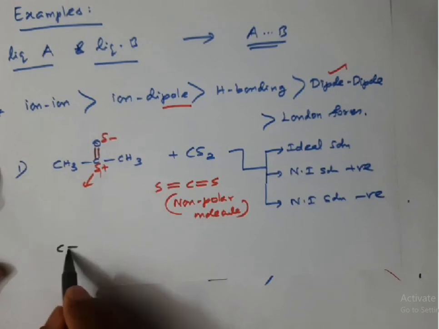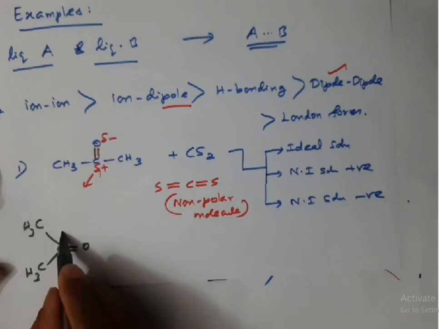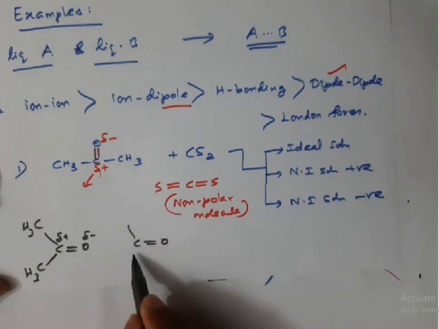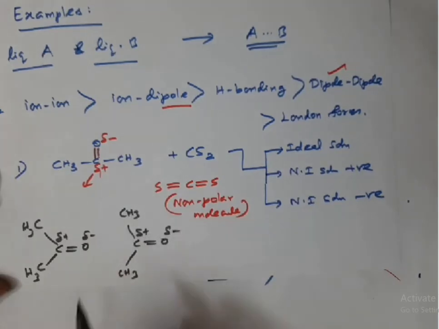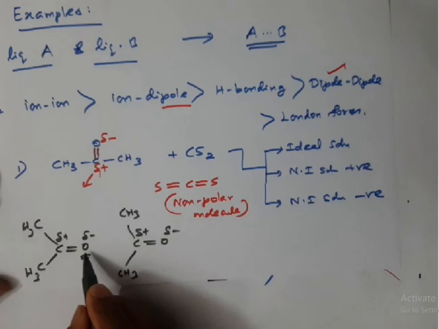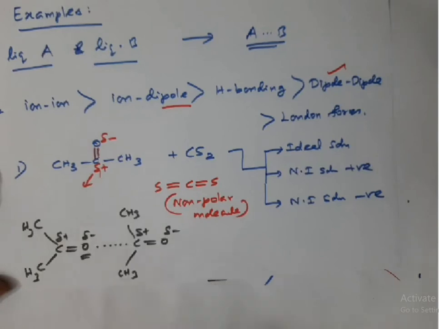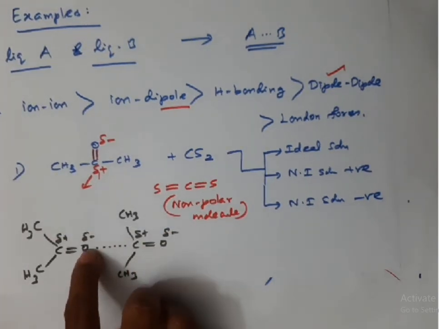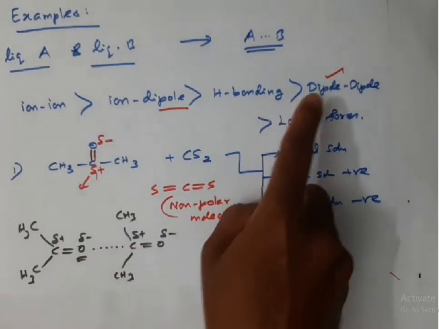See, suppose this is one acetone molecule. Students, observe this carefully. I am drawing the acetone molecule like this. Here we have partial positive charge, here we have partial negative charge, and I have another acetone molecule. Here we have partial positive, here we have partial negative. Between the negative end of one dipole and the positive end of another dipole, there is an attraction. This is a dipole, this is another dipole. This attraction is what we call dipole-dipole attraction.